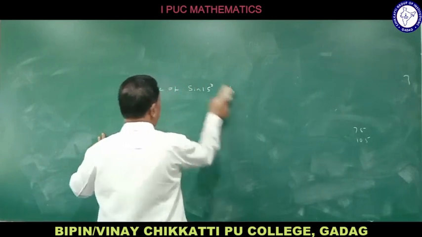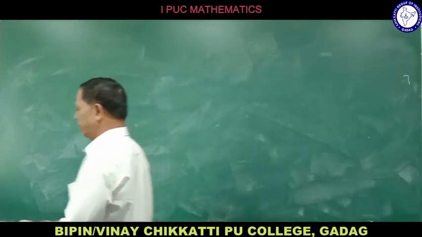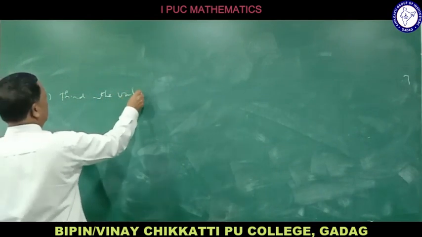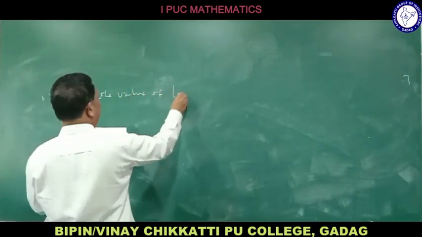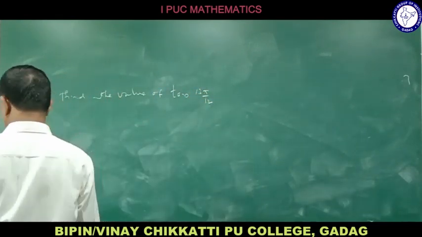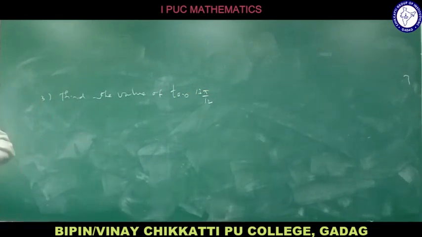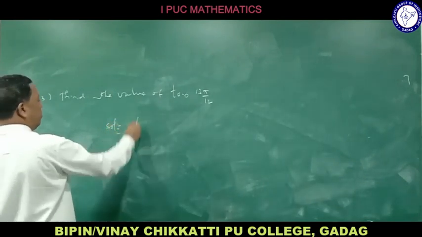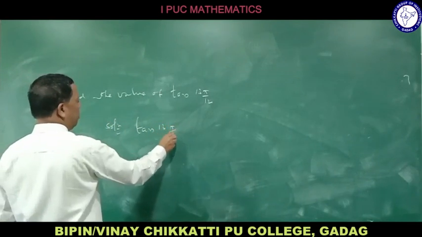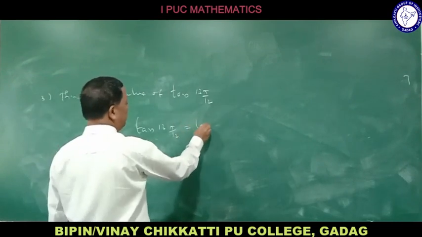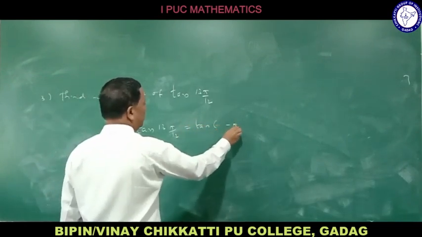Now I am going to see the third problem, how to simplify this. See the third problem. Find the value of tan of 13 pi by 12. 13 pi by 12, we have to go for it, and accordingly you have to see the result. See now, 13 pi by 12, pi by 12 means 15 degrees. 13 pi by 12 we can go for the allied angles.